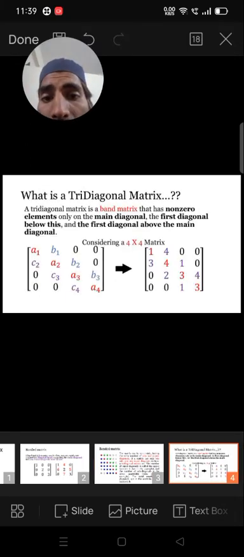What is a tridiagonal matrix? A tridiagonal matrix is a band matrix that has non-zero elements only on the main diagonal, the first diagonal below this, and the first diagonal above the main diagonal. So here we are considering a 4x4 matrix, with entries A1, B1, 0, 0, C2, and so on, A1 A2 A3 A4 like this.